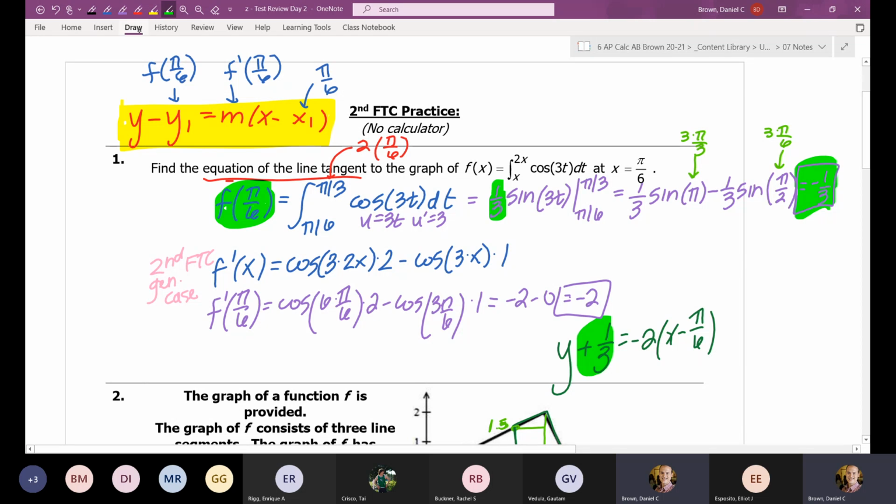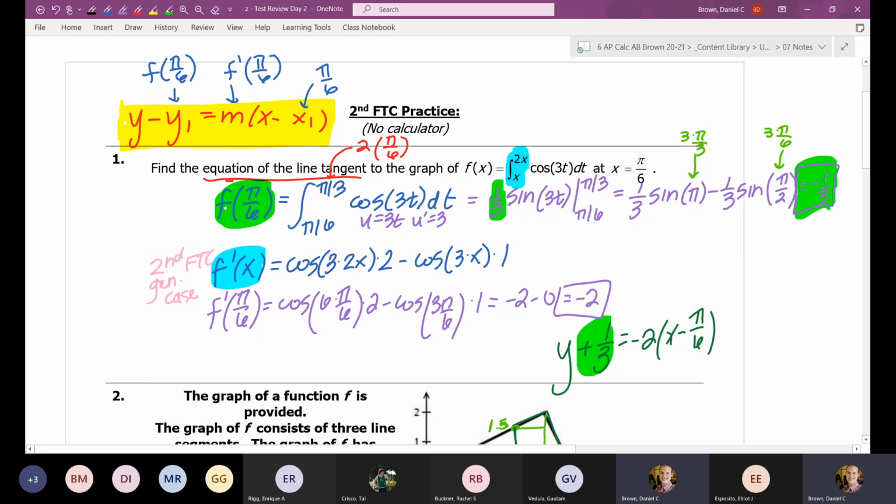And then to find the derivative, we need to find f prime of x first. This is where the second FTC comes from. For the second FTC, we know we have the general case and the common case. For this one, we would have to use the general case because your bottom is not just a number and your top is not just an x.